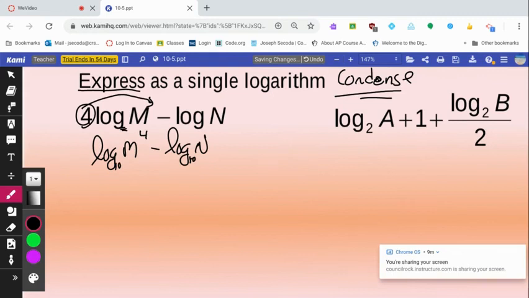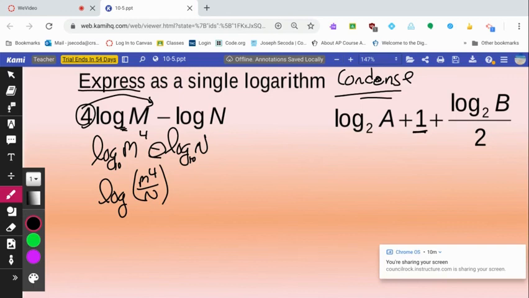It's our number system. All right, so then, it's subtraction. So that's going to condense to a single log, base 10, I'm not going to write it this time, of m to the 4th, and since subtraction becomes divide, over n. Okay, so now we got log base 2 of a plus 1, which isn't a log, and then log base 2 of b over 2.